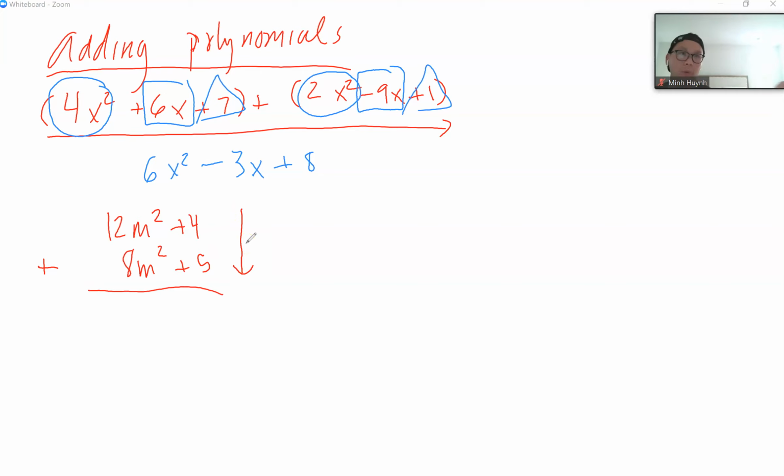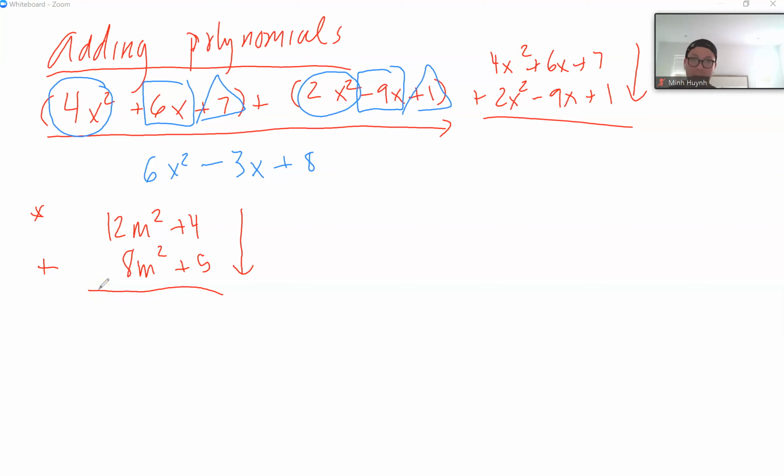So you can actually rewrite the very first one. If it looked kind of overwhelming, you could have rewrote it as 4x squared plus 6x plus 7 plus the 2x squared minus 9x plus 1, and went ahead and add straight down. So you have flexibility with this stuff. So going right back to this problem right over here, add straight down. So I have 12m squared plus the 8m squared. Make sure that they are the exact same term, that you can combine them. So that's going to be 20m squared. And then the 4 plus the 5, that's going to be 9. Right? As simple as that.